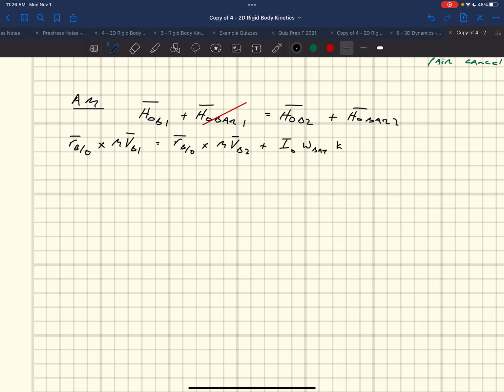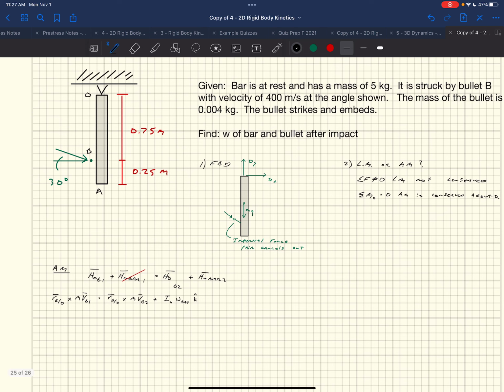Now let's fill in. R cross m v is the angular momentum before the impact. R cross m v plus I_O omega bar is the angular momentum after the impact of the whole system. Let's fill in all the components that we know. R_B as seen from O. This bullet, I've got it drawn off to the left here. This distance, 0.75, is where it actually impacts. It's not at 0.75 and then a second later a little bit lower. It impacts at that height is what I meant.